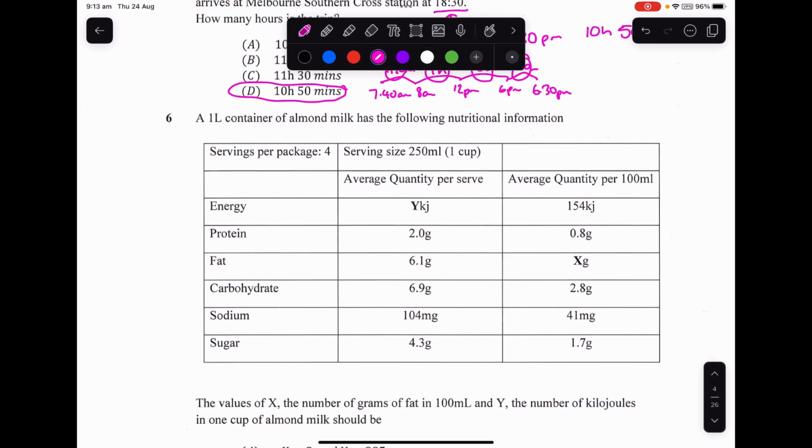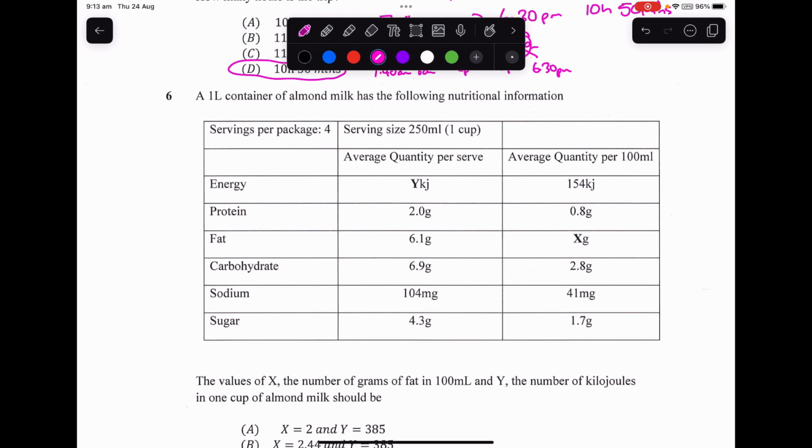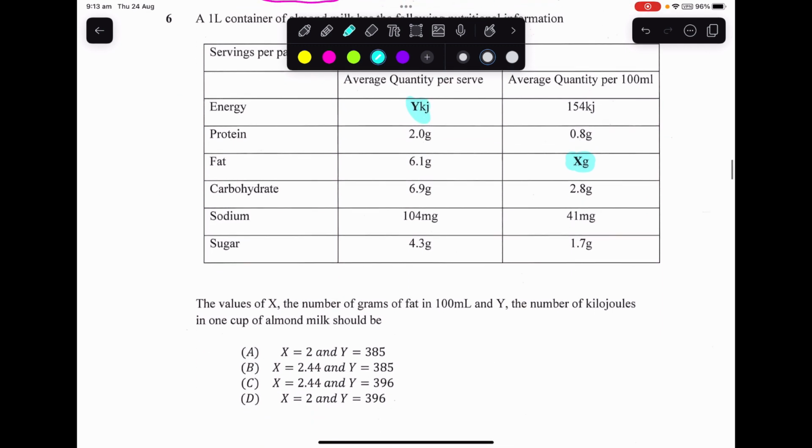Okay, a 1 litre container of almond milk has the following nutritional information. So you can see all our info there. The value of X, the number of grams of fat in 100 mils, and Y, the number of kilojoules in 1 cup of almond milk, should be. Okay, so we need to work both of those out.